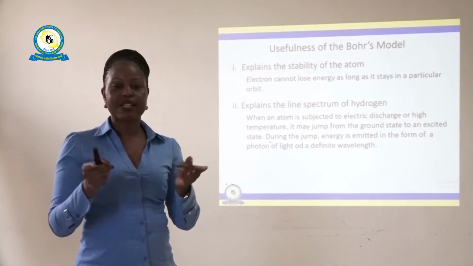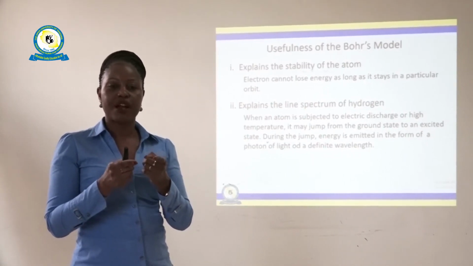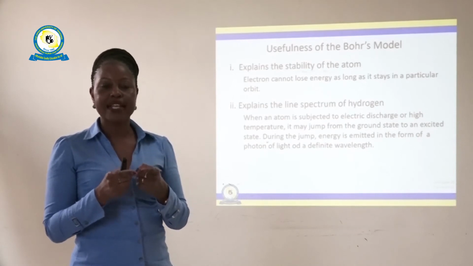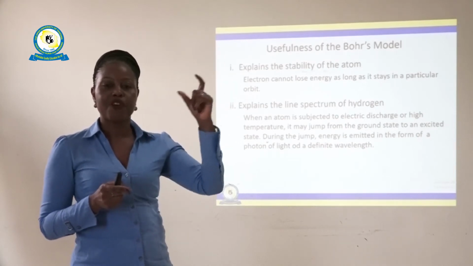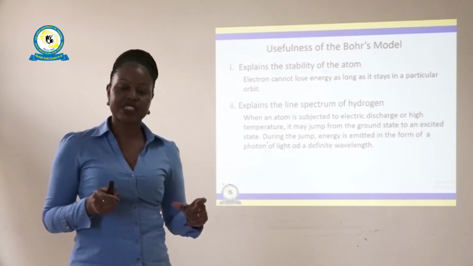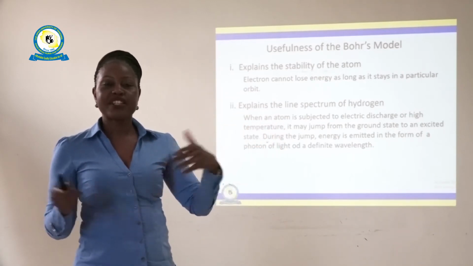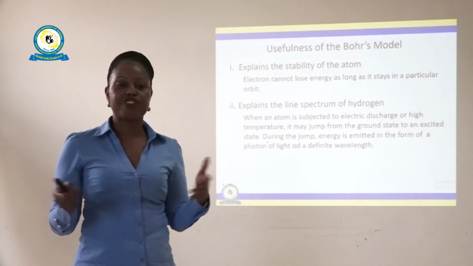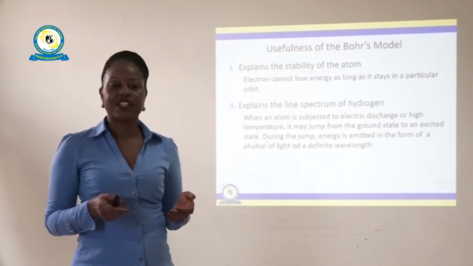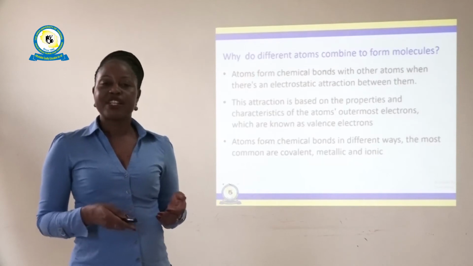When an atom is subjected to electric discharge or high temperature, it may jump from the ground state to an excited state. And during this jump, energy is emitted in the form of a photon or light of a definite wavelength.